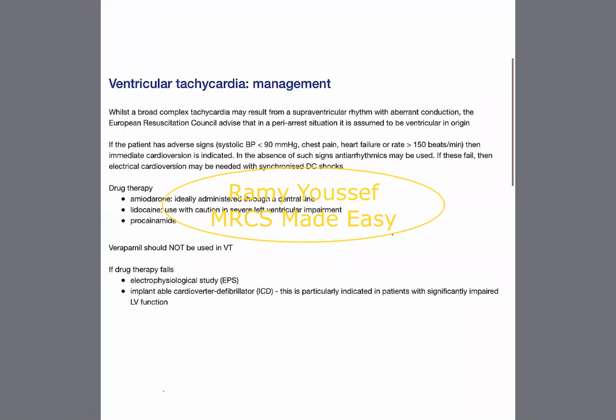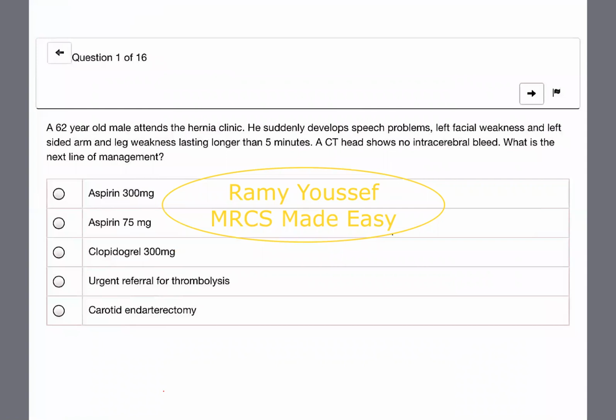Next, Dr. Mohamed. Yes, sir. A 62-year-old male attends the hernia clinic. He suddenly developed speech problems, left facial weakness, and left-sided arm and leg weakness, lasting longer than 5 minutes. A CT head shows no intracerebral bleed. What is the next line of management? Aspirin, urgent referral for thrombolysis, carotid endarterectomy.